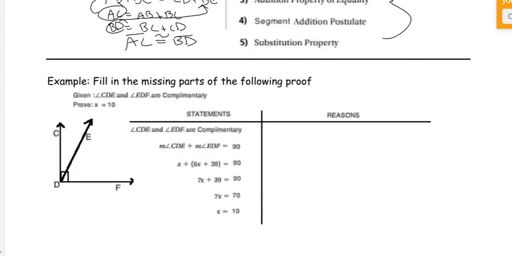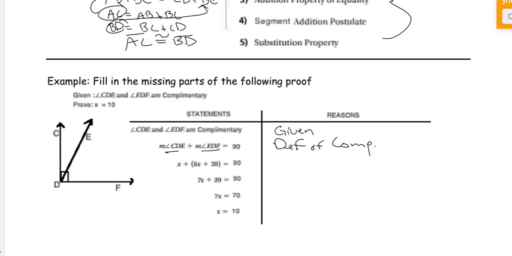Let's say we had this proof right here. Fill in the missing parts. That and that are complementary. Prove that x equals 10. They are complementary. How do we know that? It's given. How do we know that they add together to be 90 degrees? Oh, that's just because of the definition of complementary. I'm winging some of these. Some of them we haven't written down in our notes, but we know that if two angles are complementary, then they add together to be 90 degrees. Their measures do.